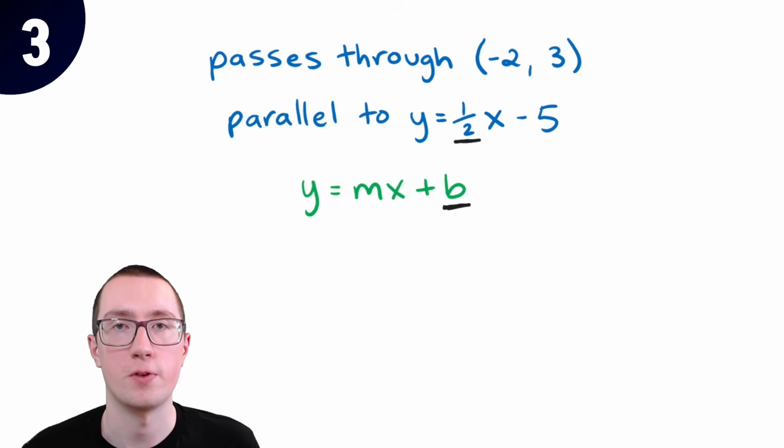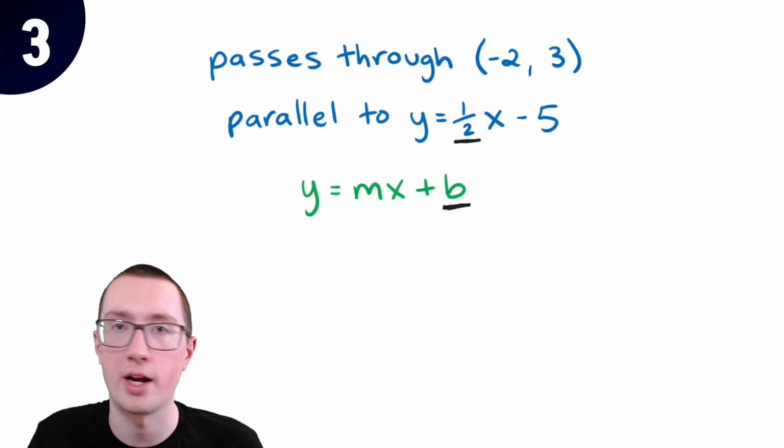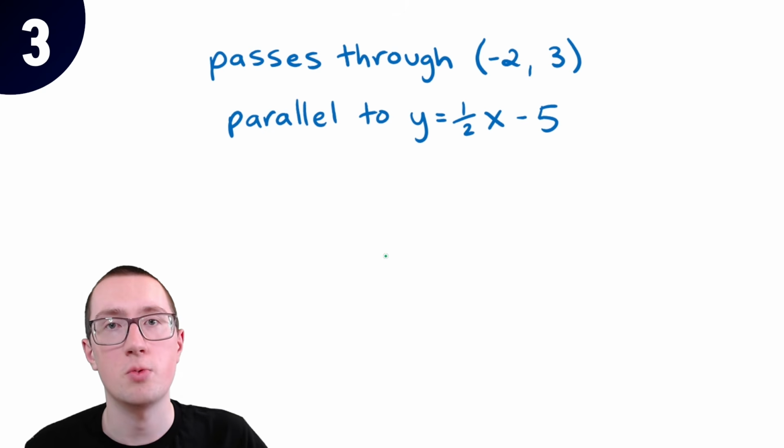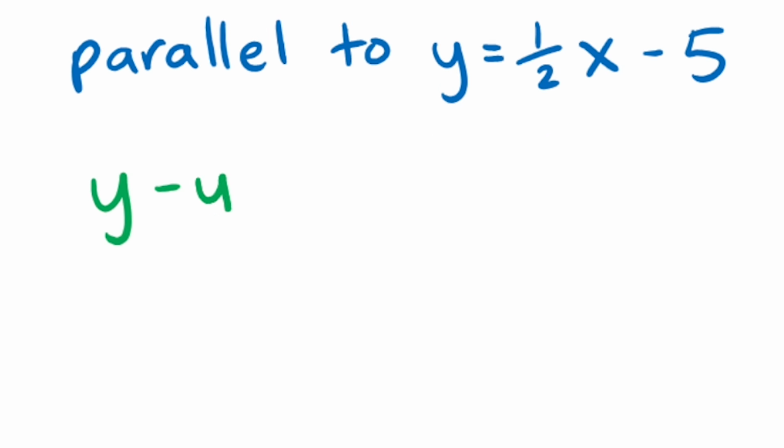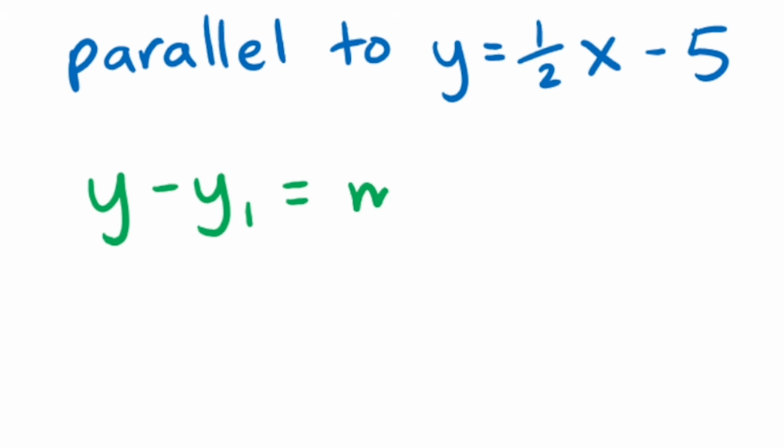We have no way of figuring that out, right? Because we could just try to plot this on a graph, but that would just take too long. So instead, we can use a different format for when we know a slope and 1 point on the graph. And it's called point-slope form, creatively. Point-slope form is y minus y1 equals m times x minus x1.